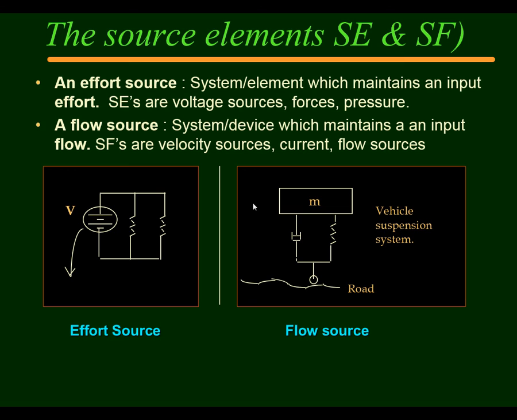Let's say you're considering the suspension of a vehicle following the terrain. This is a velocity source, not a force source. The reason is that the wheel is forced to follow the ground, and therefore you have an input source, a velocity source.